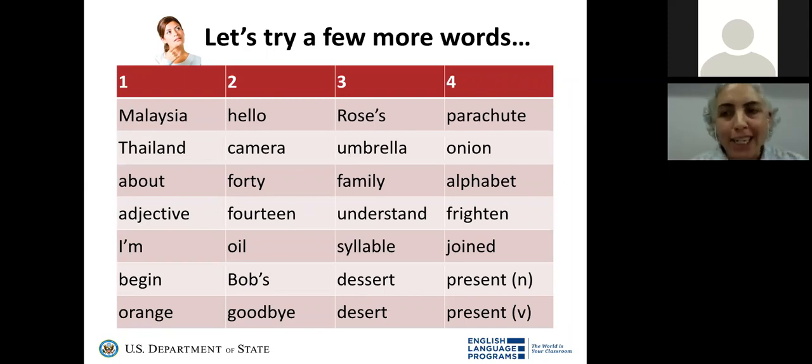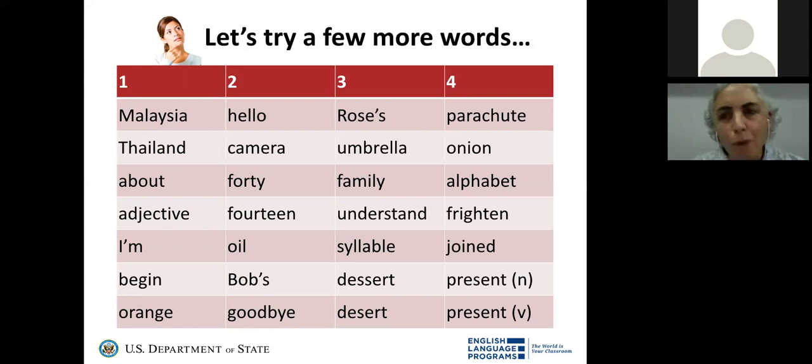Let's clap one: 2 syllables, stress on the first syllable. Onion. If I clap it the other way, it sounds wrong. Stress on the first syllable. Onion. Okay. All right, moving on to our next slide.